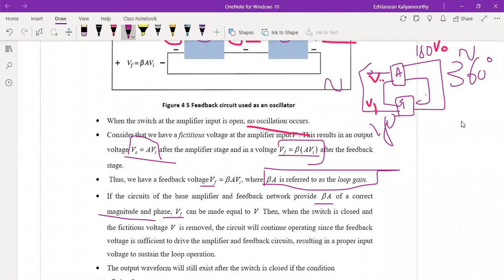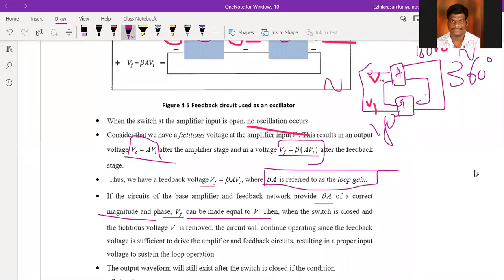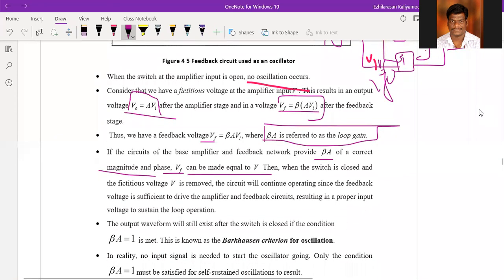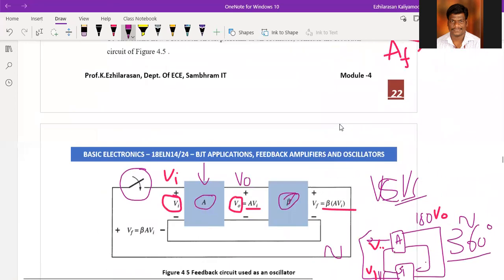Because of positive feedback, the output should be in phase. Output should be in phase in the sense that this will be a 180 degree phase shift, this already is 180 degree, and this also should be a 180 degree phase shift. So totally 360 degree. So now what we have to do is keep beta A of a correct magnitude and phase, then only VF can be made equal to V. This is VF, right? This one is the feedback. Then only we can make it proper. So we need to design properly to get a non-inverting output over there.